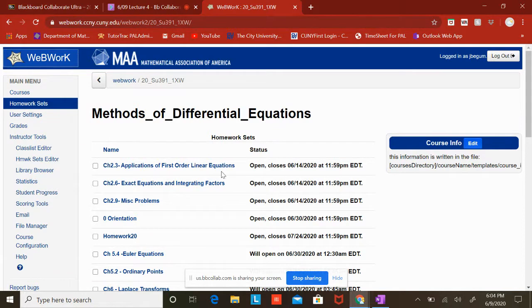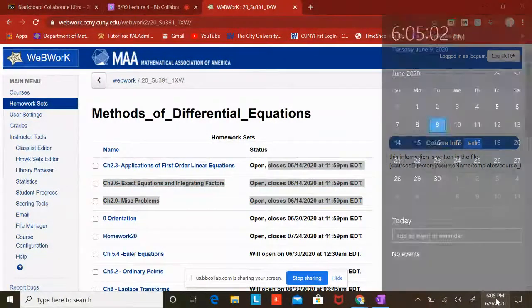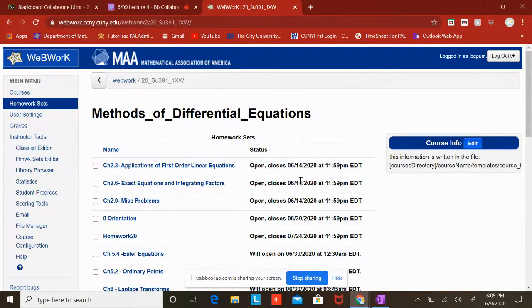So 2.6, 2.3, 2.9, I modified these due dates. So now they're due on the 14th, which is this weekend, I believe. Yeah, so that's this Sunday. So make sure you start working on 2.6 after we finish today's lecture. And then we're going to take a quiz after class.